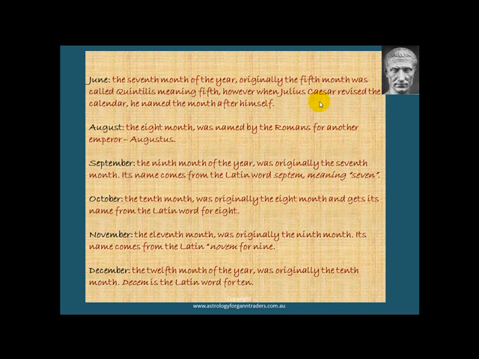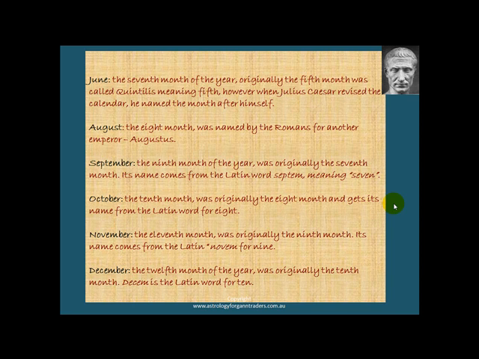September, the ninth month of the year, was originally the seventh month. It comes from the Latin word septem, meaning seven. Now, October is the same. The 10th month now was originally the 8th month, and it gets its name from the Latin word for 8. So you can see oct. And November, the 11th month, was originally the 9th month. Its name comes from the Latin novem for 9. And December, the 12th month of the year, was originally the 10th month. That's where we get December, from decem, a Latin word for 10. So you can see how the calendar's been changed all over, and the months' orders are different.